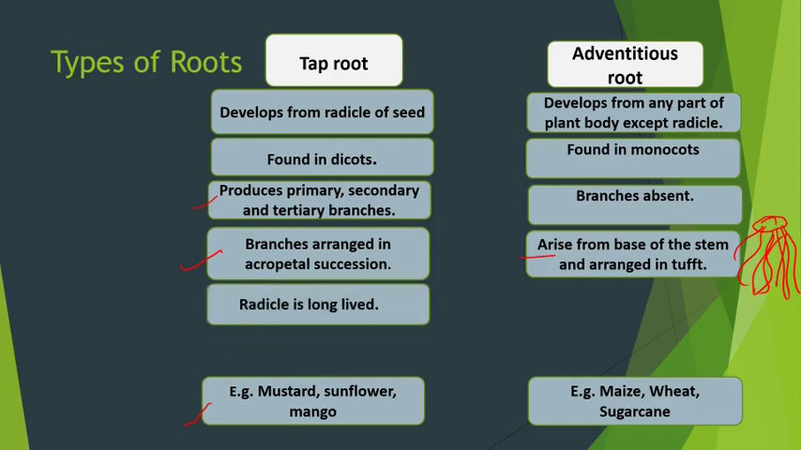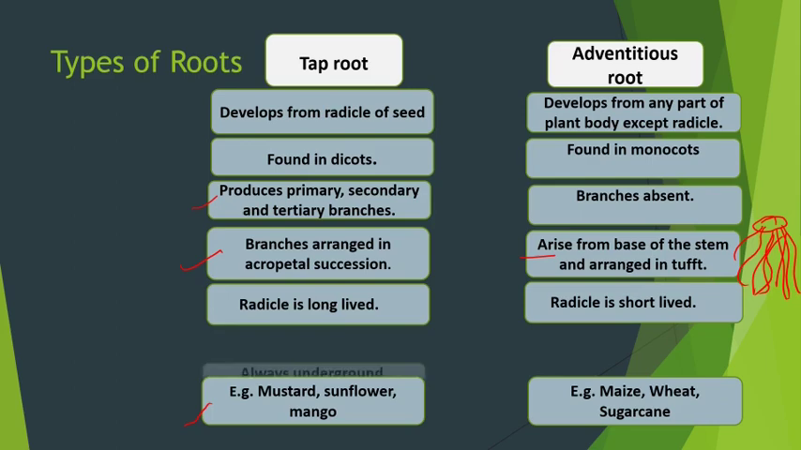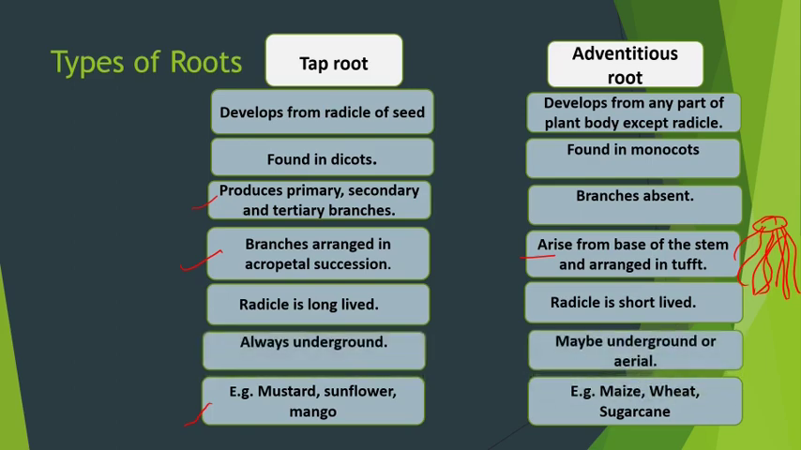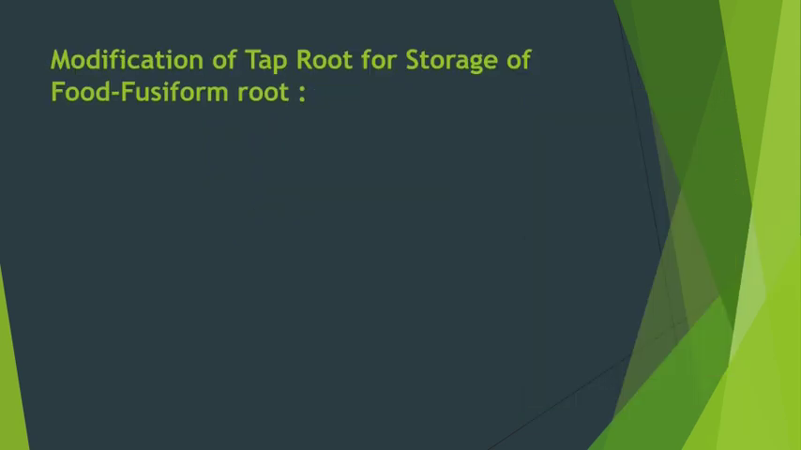The radicle in the taproot is long lived, whereas the radicle here is short lived, and therefore the root does not arise from the radicle but any other part in case of fibrous root. Taproots are always underground, but adventitious roots may be underground or they may be aerial. So this is the difference between taproot and adventitious roots. Now let us see modifications of taproot first, and that too for storage of food.